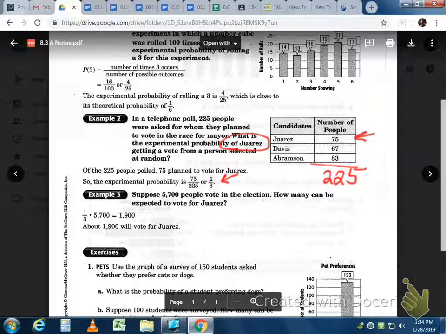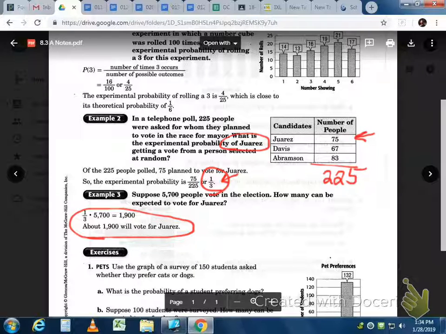Now we're going to make a prediction. So that was just a poll based on 225 people. Well, when they really vote, they said suppose 5,700 people vote in this election. How many can you expect to vote for Juarez? So since the probability for him in the experiment or the poll was 1/3, if you take 1/3 of the 5,700, they can project that there'll be about 1,900 votes for Juarez.